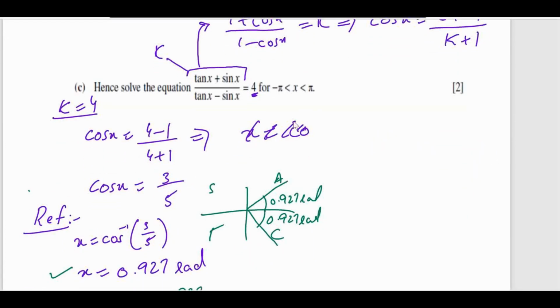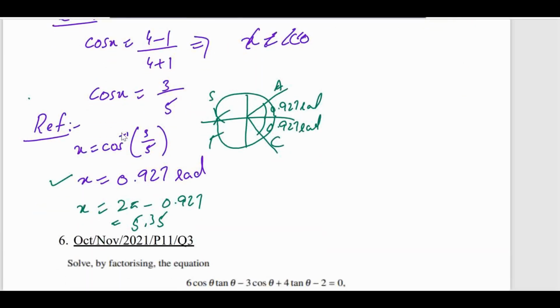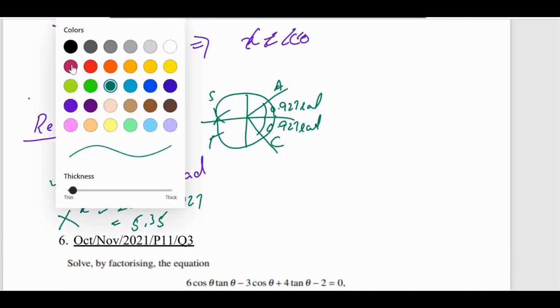The range is from negative pi to positive pi. It means that we can use this path or the clockwise path. So if we see the clockwise path, we will have two angles. We will not consider this one because this one is from the anti-clockwise path.